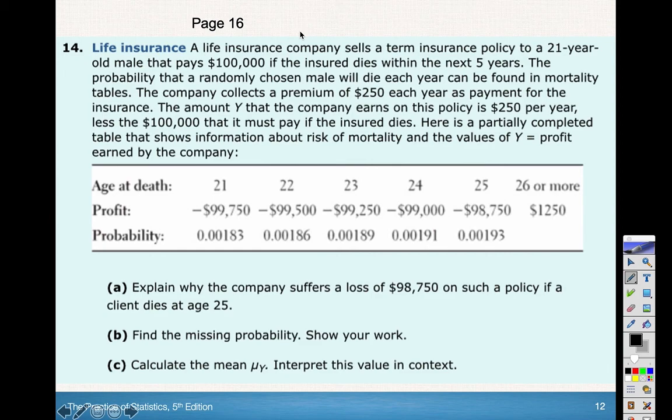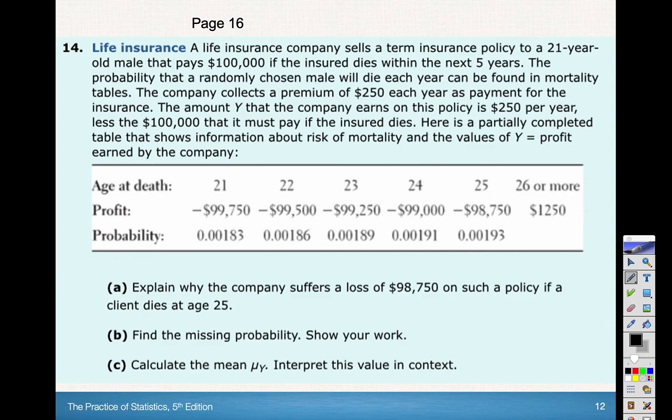Let's take a look at this. This is question 14 from section 1. What it says is a life insurance company sells term insurance to 21-year-old males and pays $100,000 if the insured dies in the next 5 years.